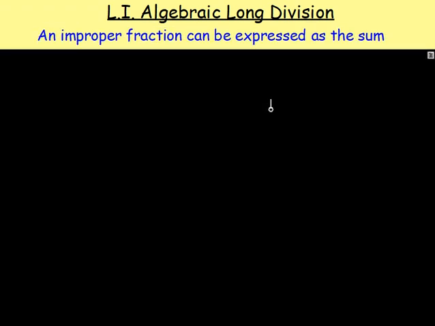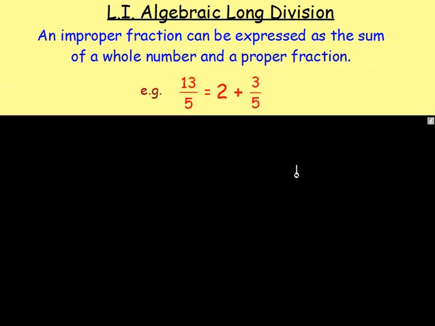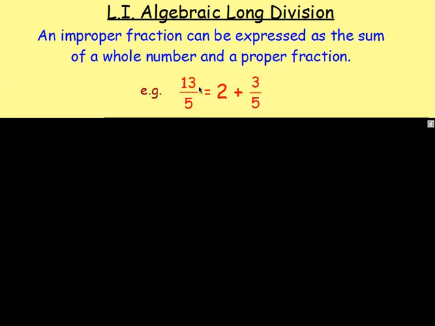What's algebraic long division? Well, if you have an improper fraction, that can be expressed as the sum of a whole number and a proper fraction. For example, 13 over 5 is improper or top heavy because the top is larger than the bottom. So 13 over 5, you could write that as 2 3/5. There's 2 wholes you can take from that, and then you'd be left with 3/5. So that's an example of an improper fraction.